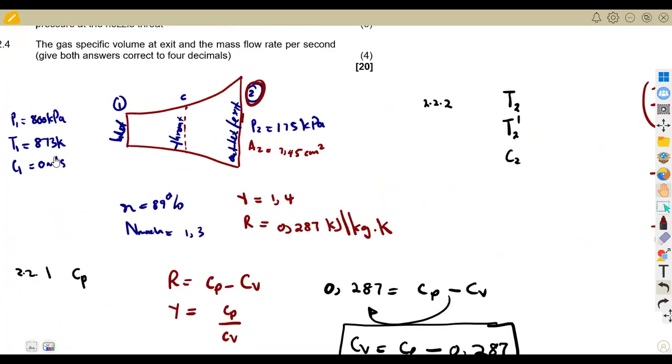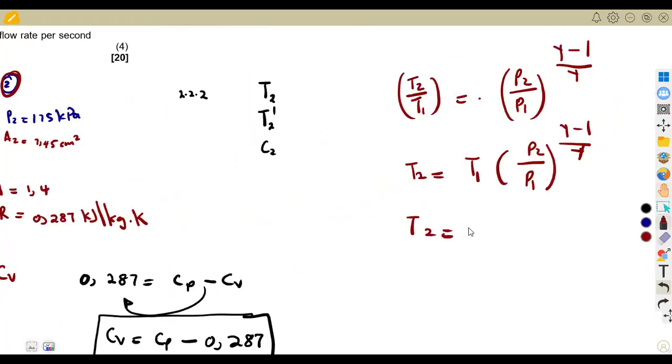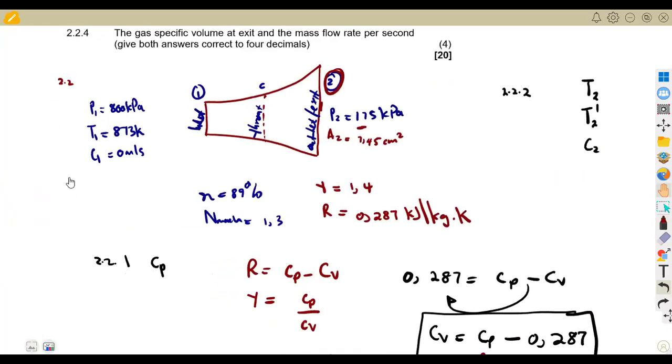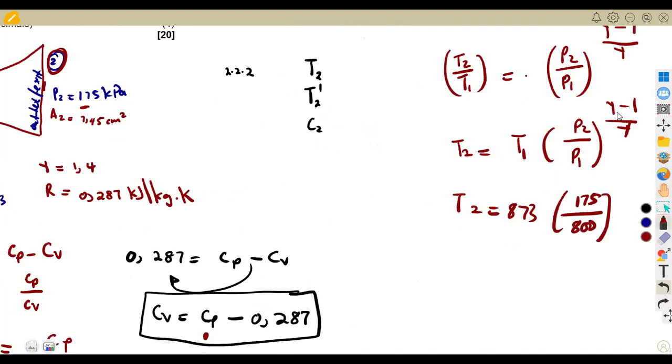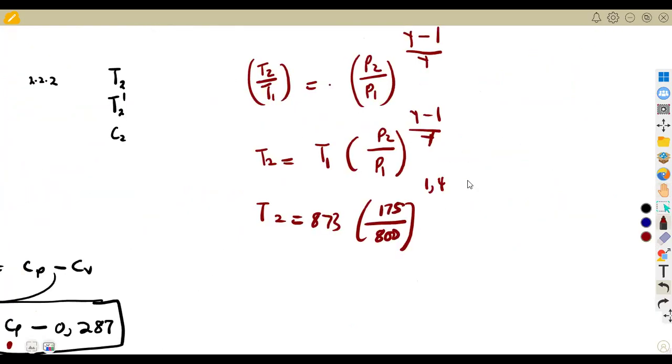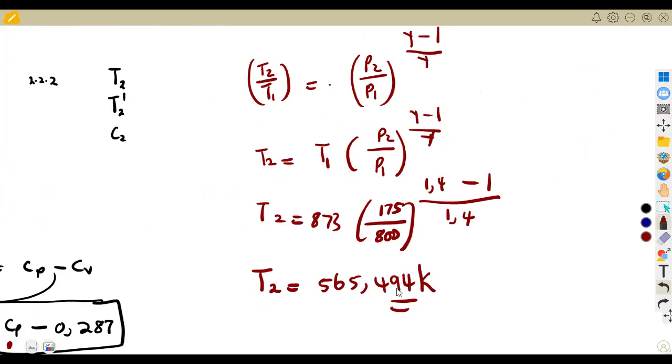Our T1 is 873 in kelvins. So that's 873 into P2. Remember P2 at the exit, that's 175 over P1, the inlet pressure, which is 800 kilopascal. So you're going to divide by 800 in this case, all right? To the exponent of gamma minus 1, remember gamma is 1.4. So this will be 1.4 minus 1 over the same gamma, which is 1.4. So that gives us the absolute temperature, T2, at the exit, and that's 565.494 Kelvin. All right. That's the idea there.